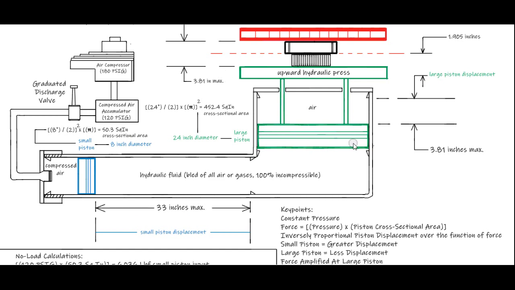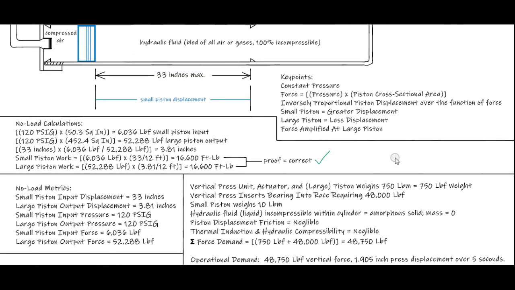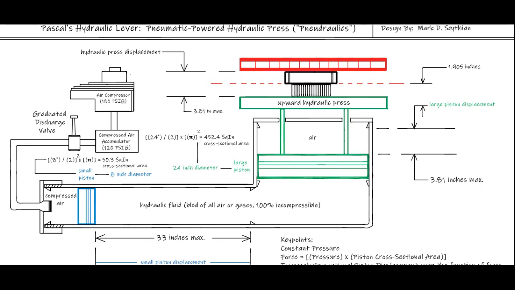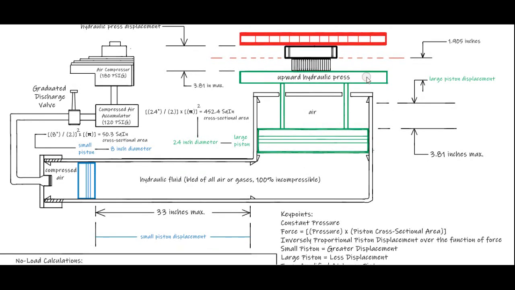The entire large piston actuator and press assembly in green have a weight of 750 pounds. And because they're going vertically, we're going to reassign the pounds mass into pounds force in the form of force weight. So the overall amplification of force output at the green piston, the large piston, is determined as 48,750 pounds force.